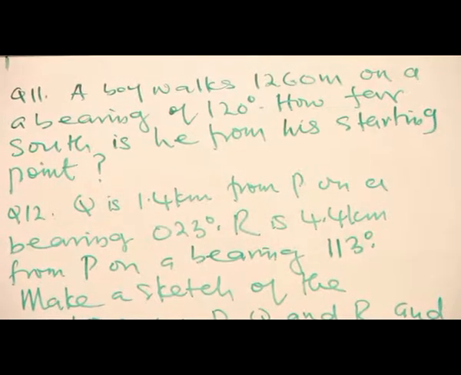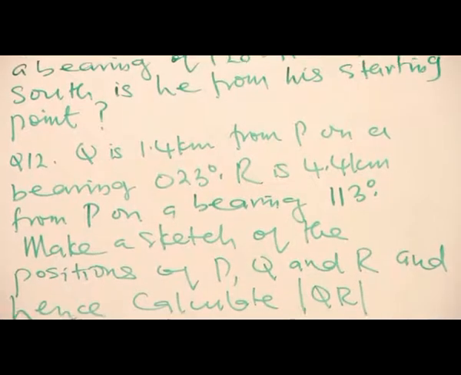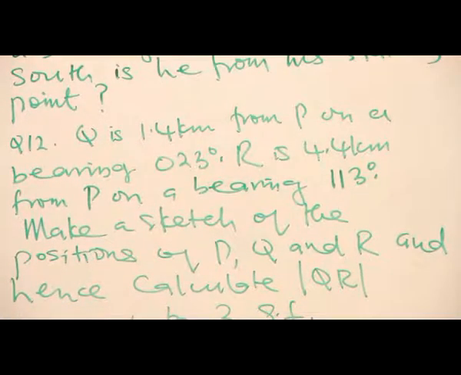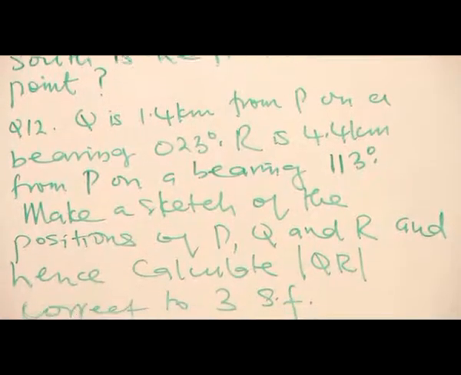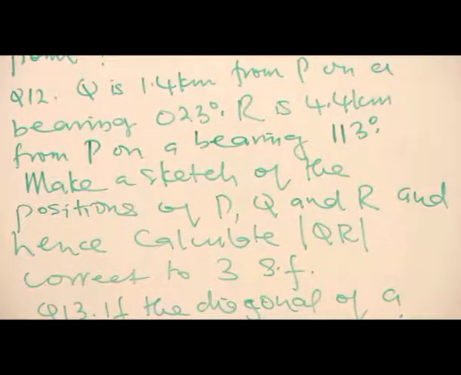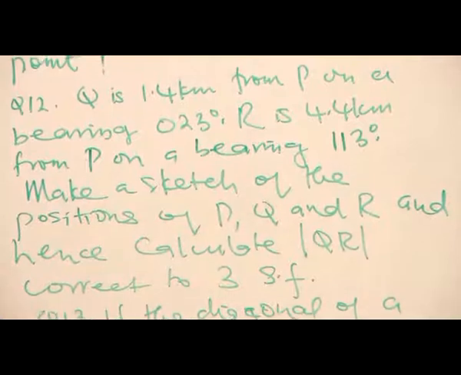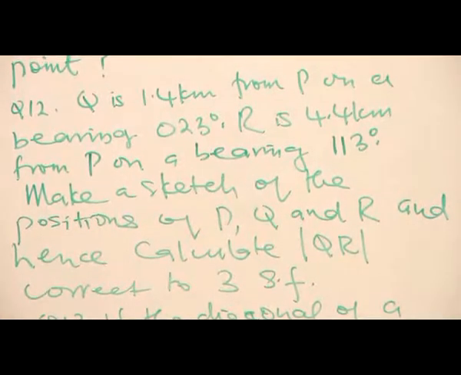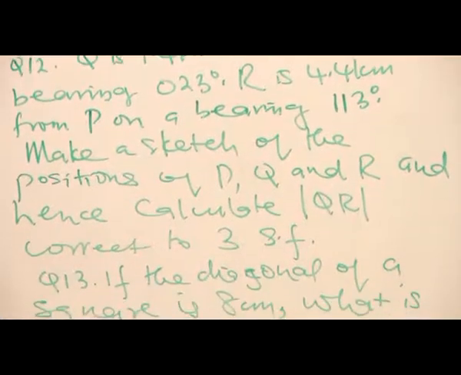Question 12. Q is 1.4 kilometers from P on a bearing 023 degrees. R is 4.4 kilometers from P on a bearing 113 degrees. Make a sketch of the positions of P, Q, and R, and hence calculate the length of QR. Correct to 3 significant figures.